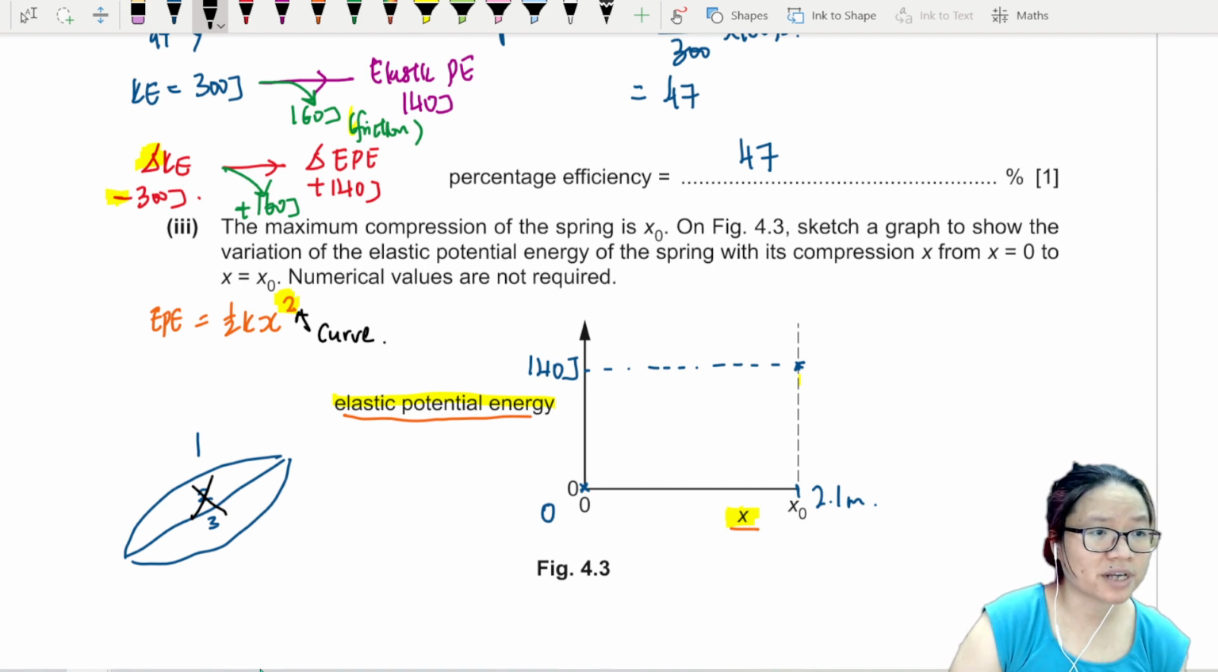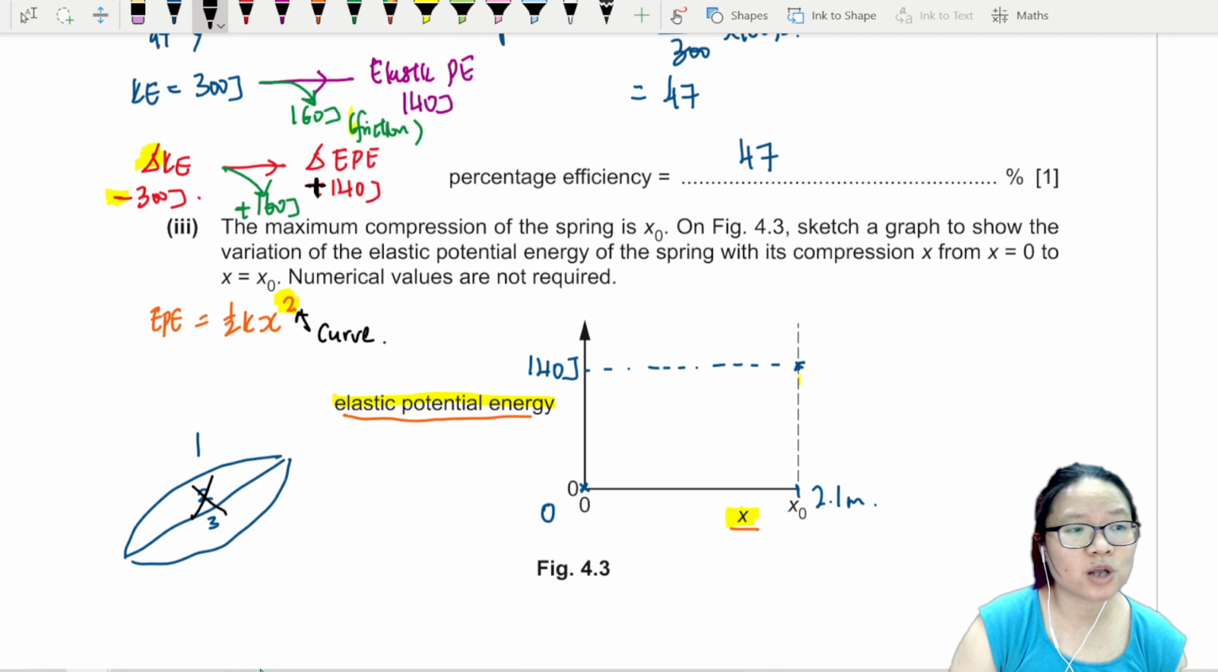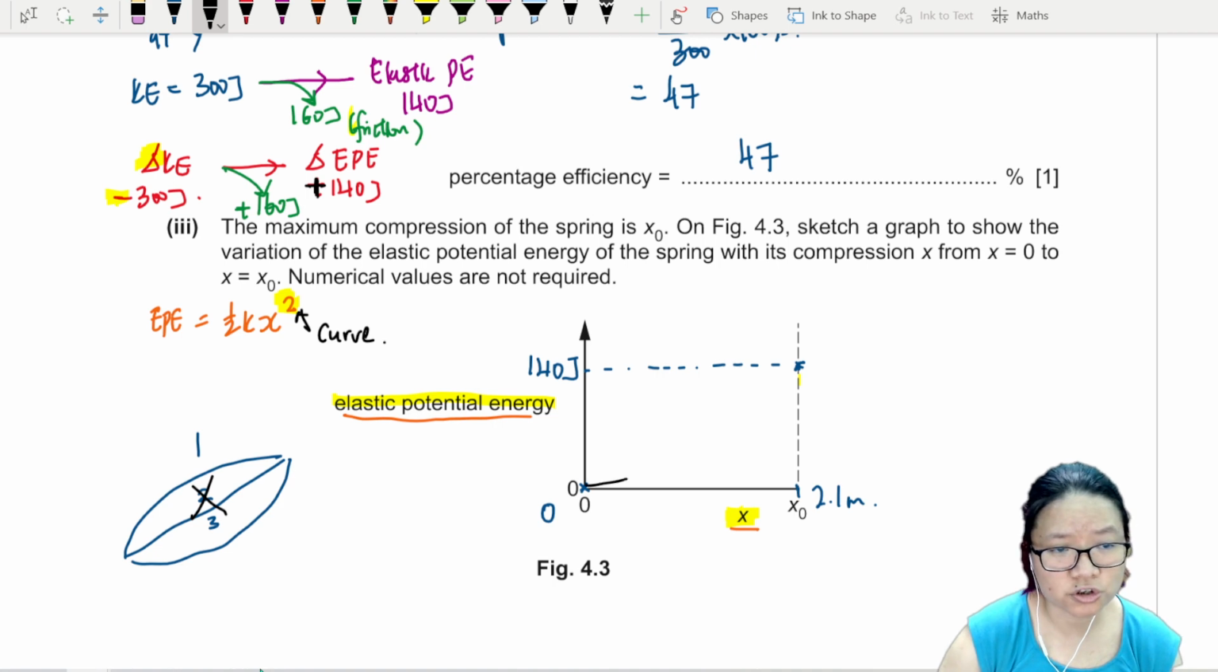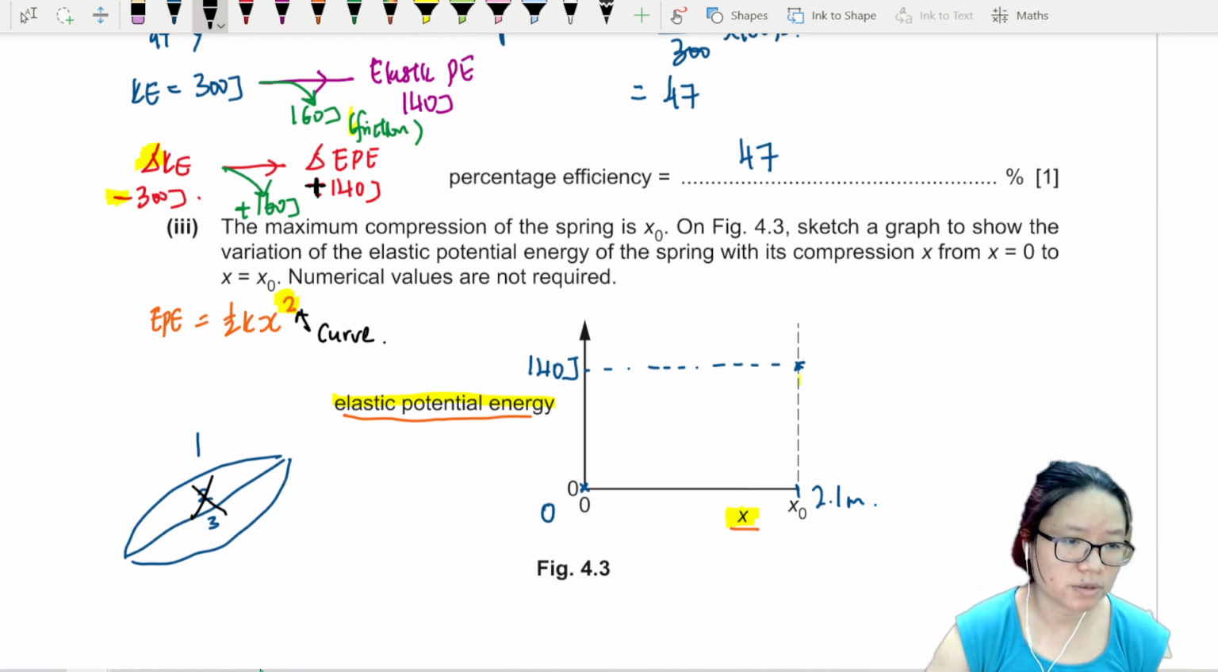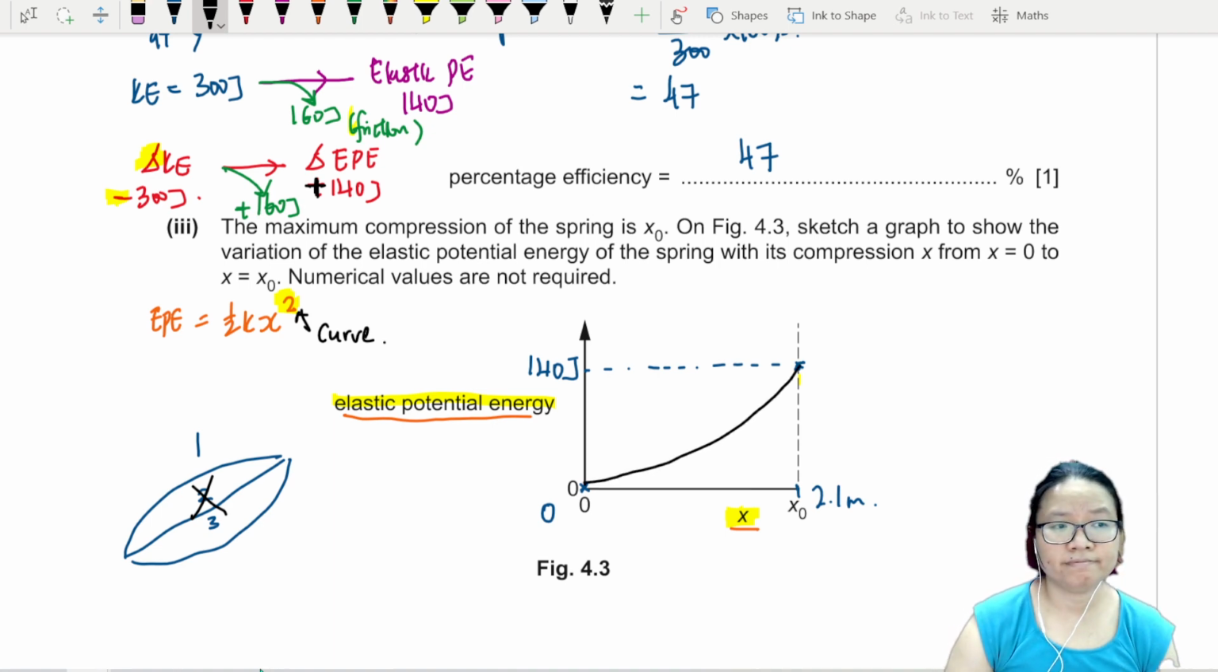The elastic potential energy is again positive. So this one would be positive x squared. So you will get a shape that looks like this. Increasing gradient. Let me draw it a bit better. Increasing gradient. Okay? Because the change in EPE is positive.